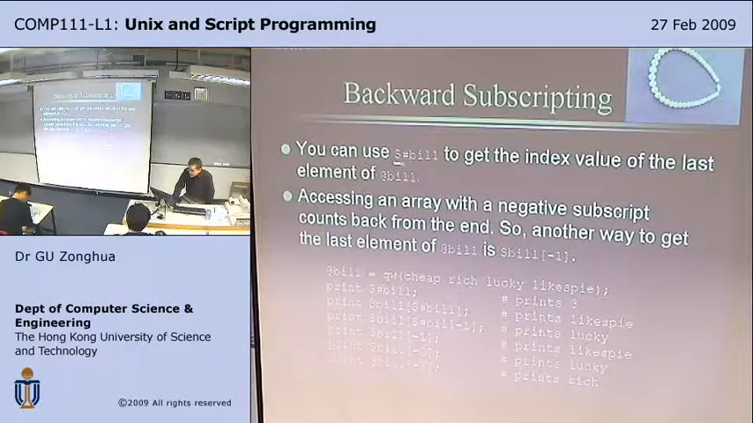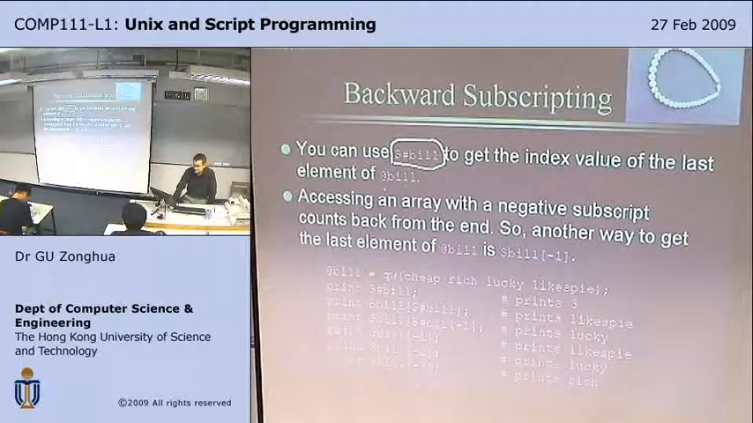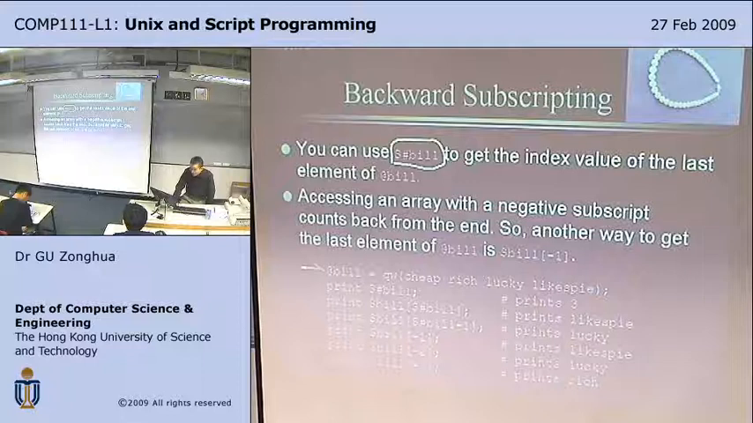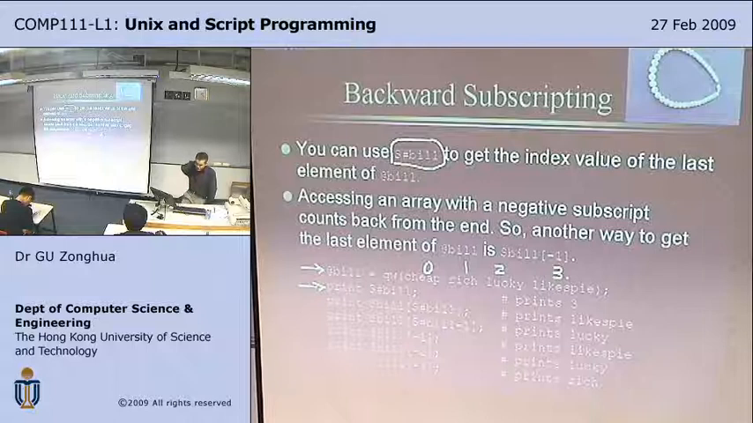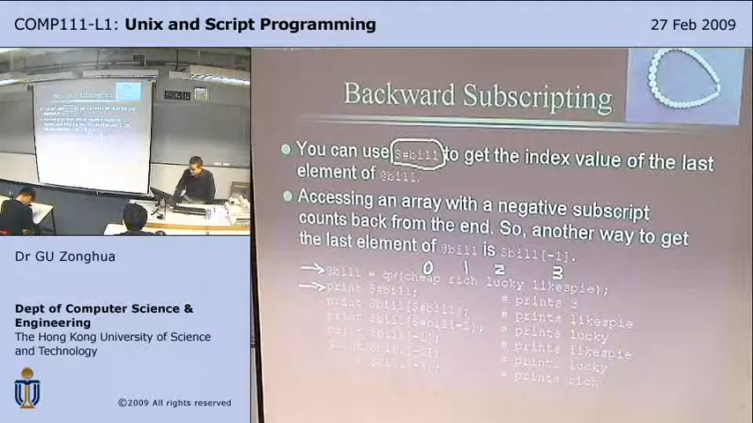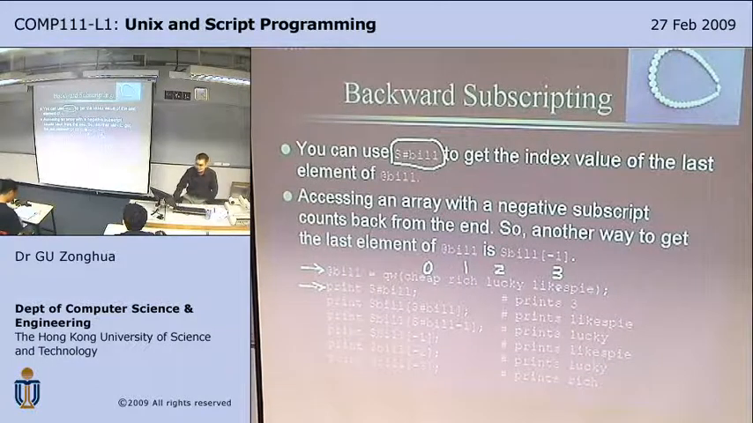So $pound bill gets the index value of the last element of bill. Here, bill is this single word array, a list of single words: cheap, rich, lucky, likes pie. And $pound returns 3. So indexes are 0, 1, 2, 3. So it returns the index of the last element, which is the number of elements minus 1.